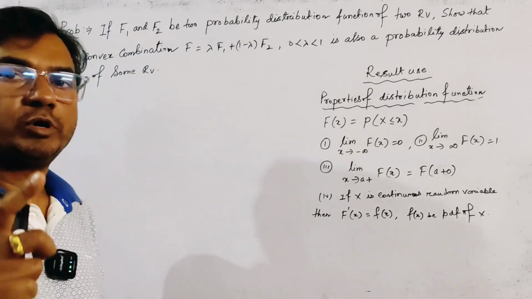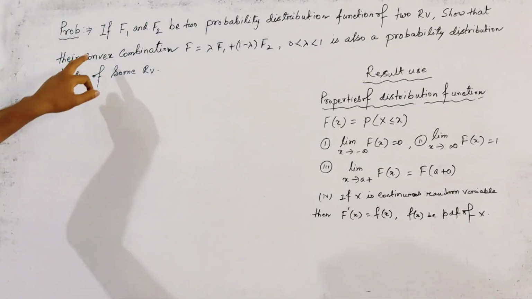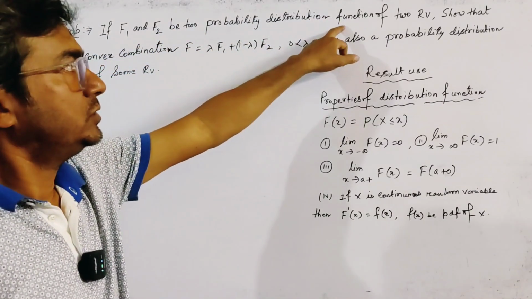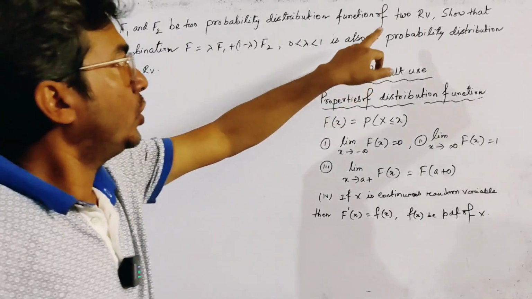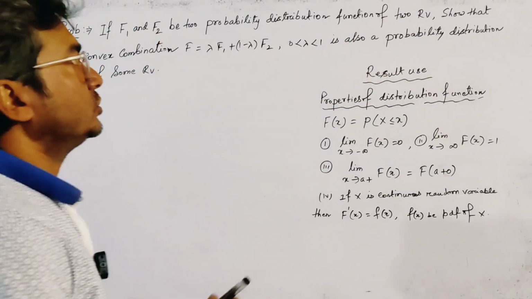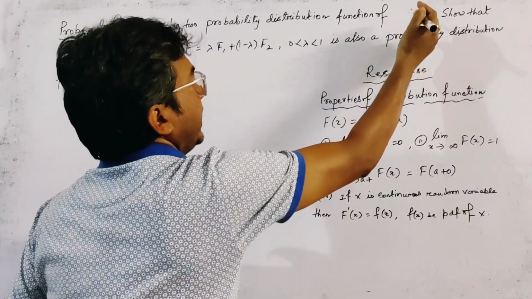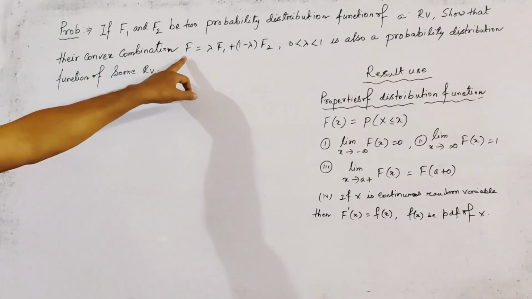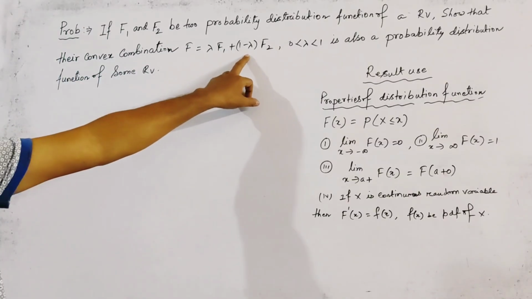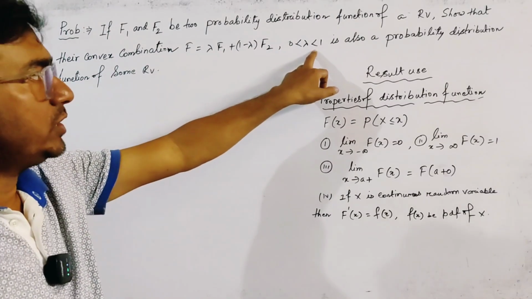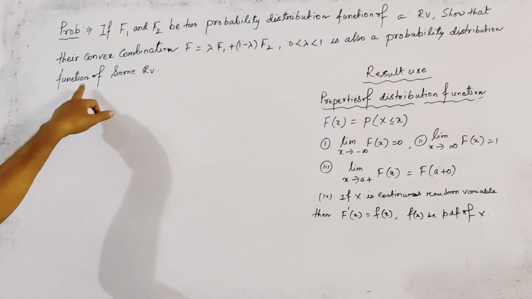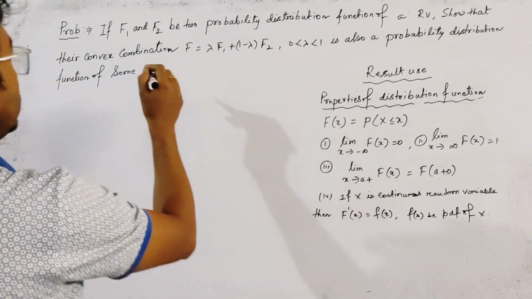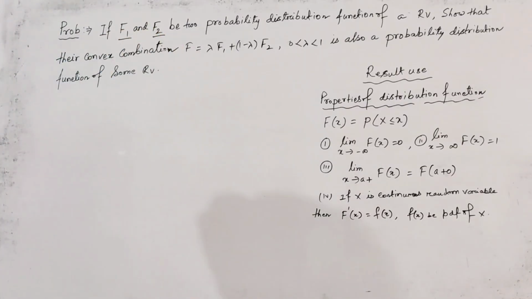A problem from probability distribution says that if F1 and F2 are the probability distribution functions of two random variables, then their convex combination F, which is lambda F1 plus (1 minus lambda) into F2, where 0 < lambda < 1, is also a probability distribution function of some random variable.